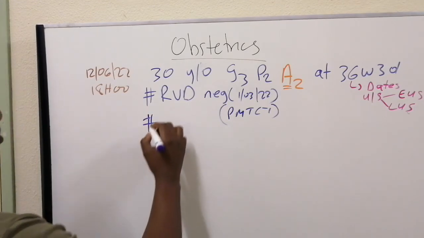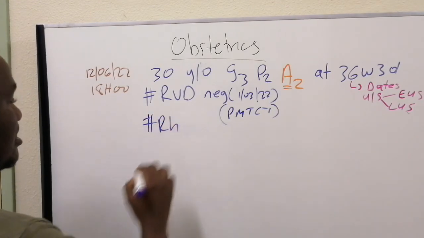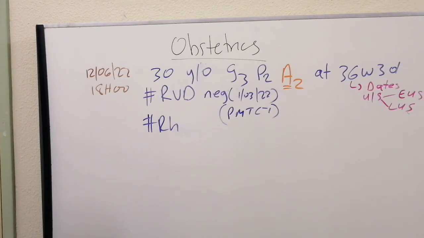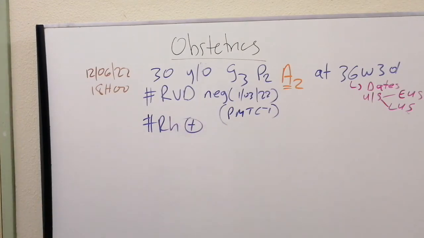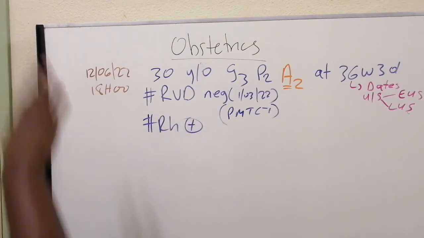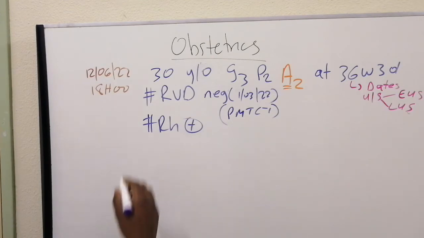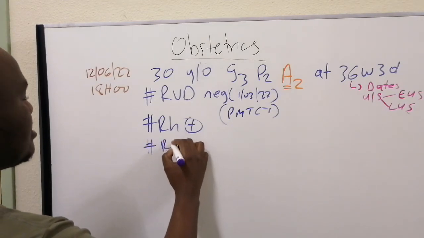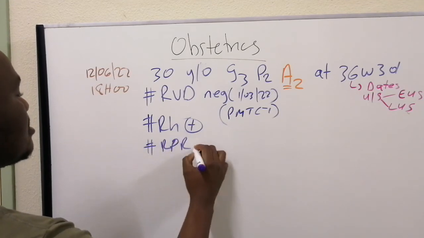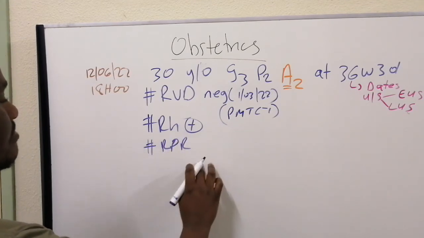The second thing that you ask about is the rhesus status of the mom. They always do it. So you want this to be positive, right? We are going to talk about what you do when you've got abnormal Rh and all those things. And then the RPR status of the mom.